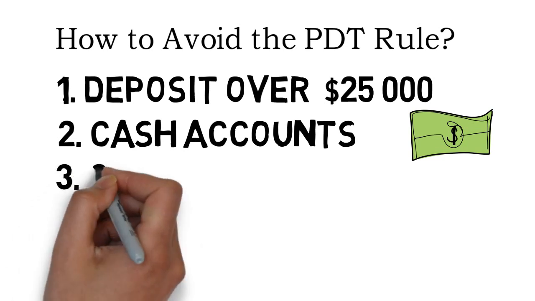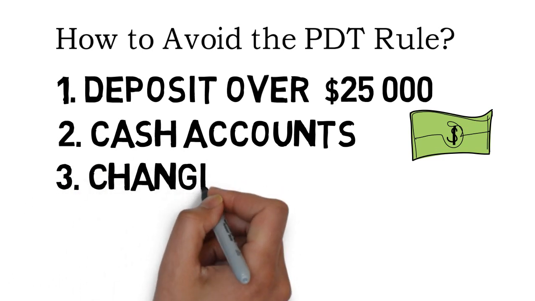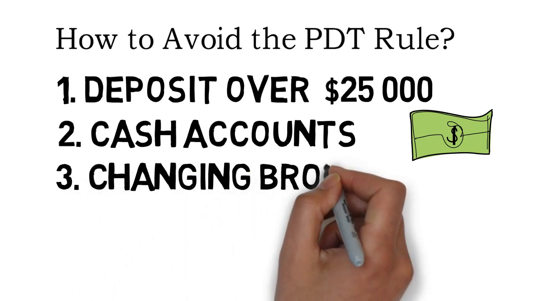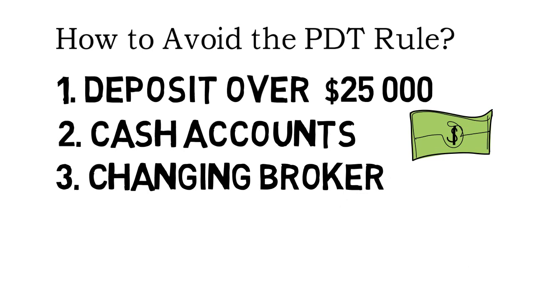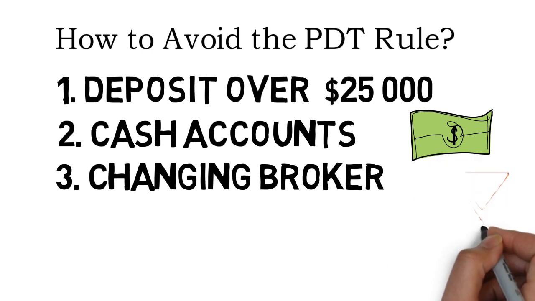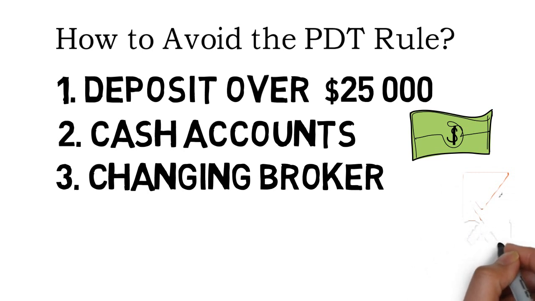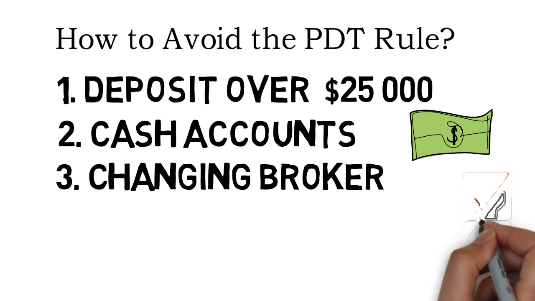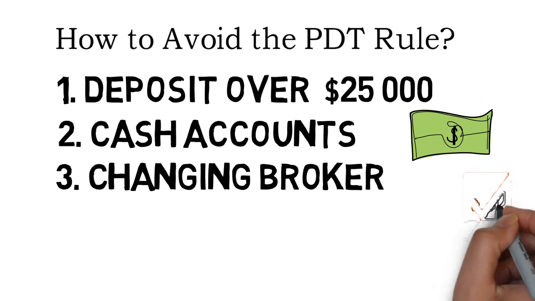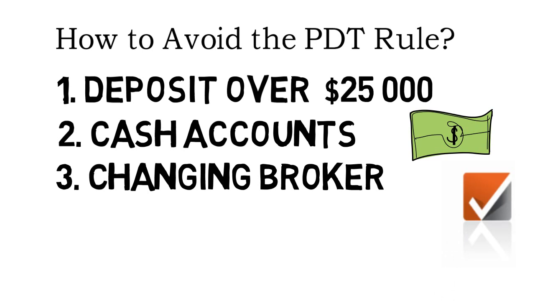The third method to avoid the PDT rule is changing broker. There are some brokers out there that don't follow the PDT rule. So if you set up an account with those brokers, you can day trade as often as you want to. One example of a broker that does not follow the PDT rule is SureTrader.